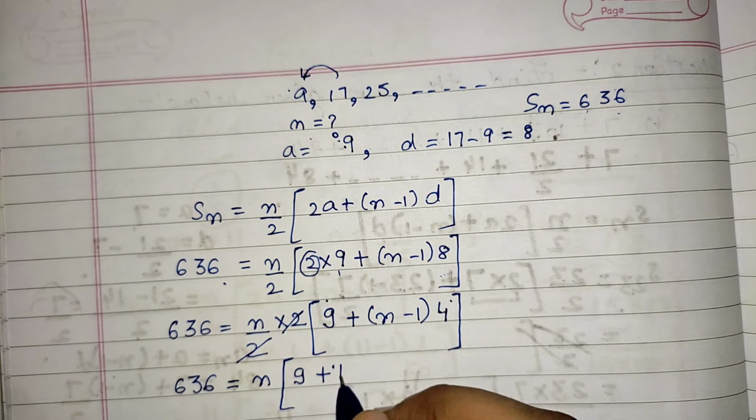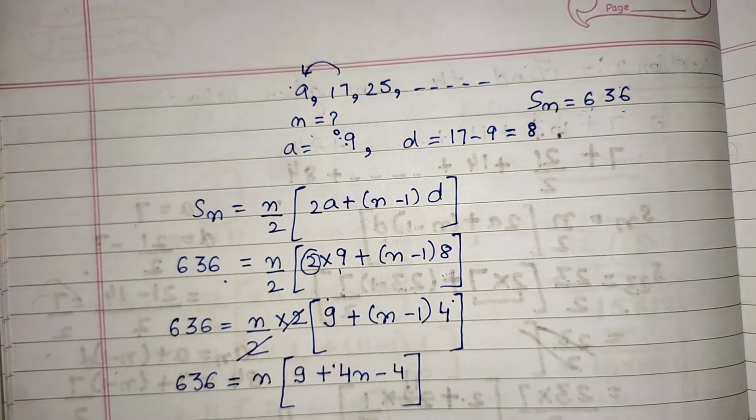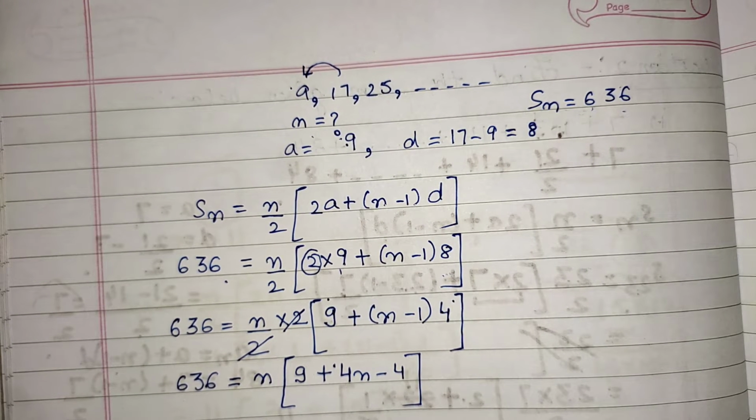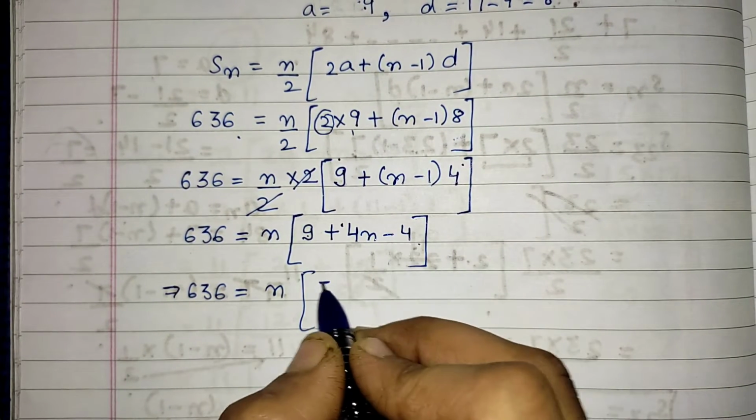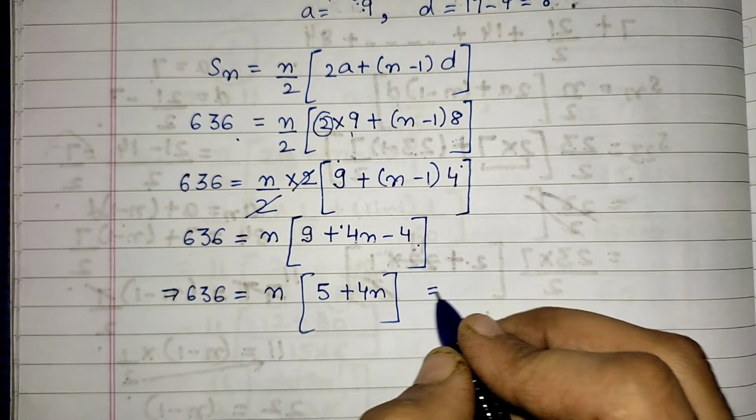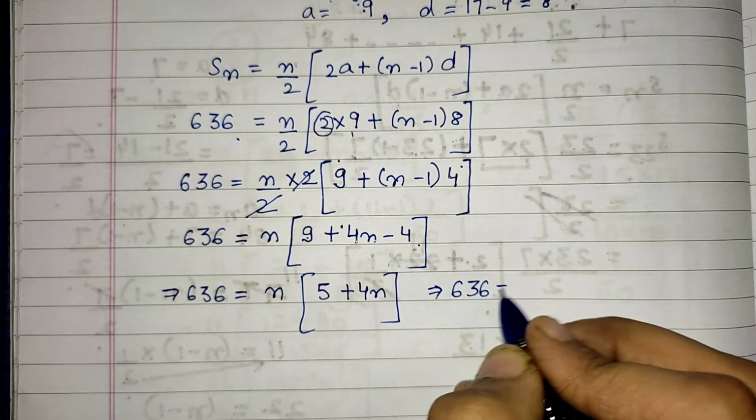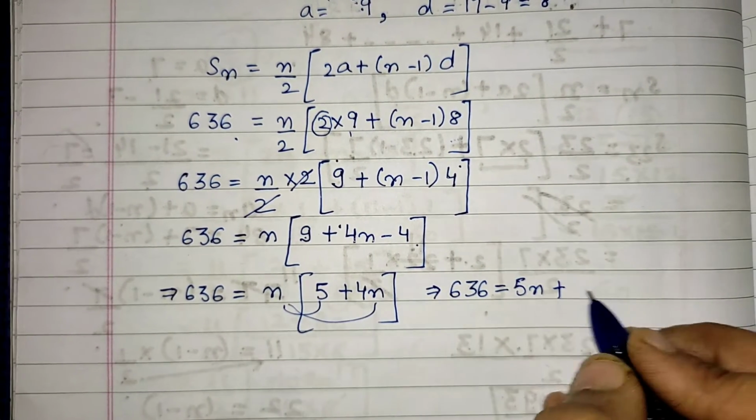This will be 4n and minus 4. So 636 will be equal to n into (9 minus 4 plus 4n), which is n into (5 + 4n). This means 636 is equal to 5n plus 4n square.